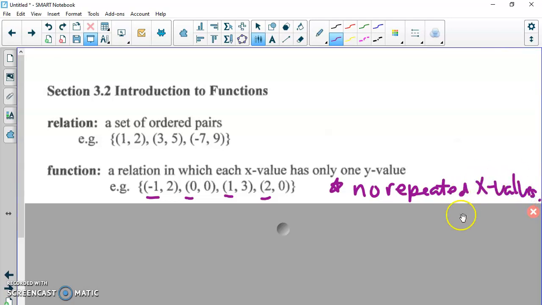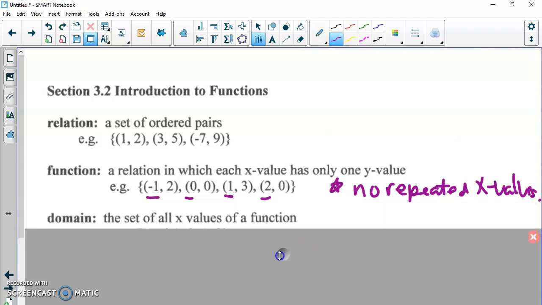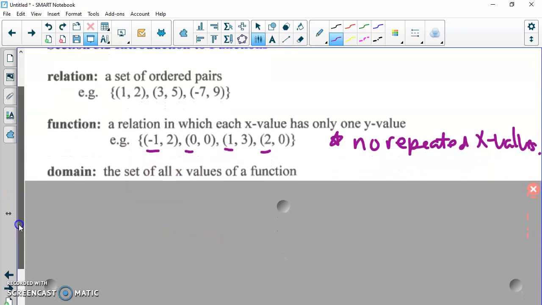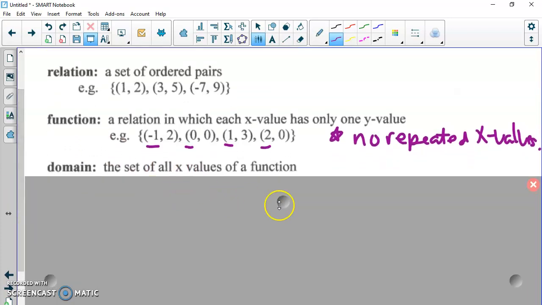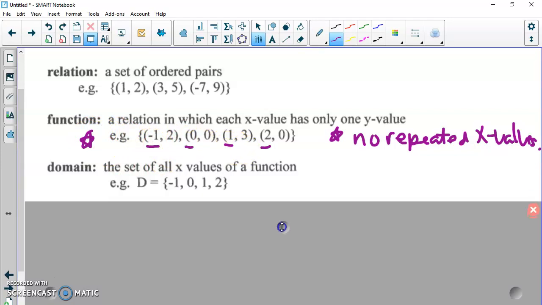Big and very important. All right, so domain. The domain is the set of all x values, your inputs. So in this case, I underline the x values here. So our domain of this function right here would be -1, 0, 1, and 2. So that's our domain. We write that as a capital D, and notice we're using roster method. The squiggly brackets here, and then each element is separated by commas.